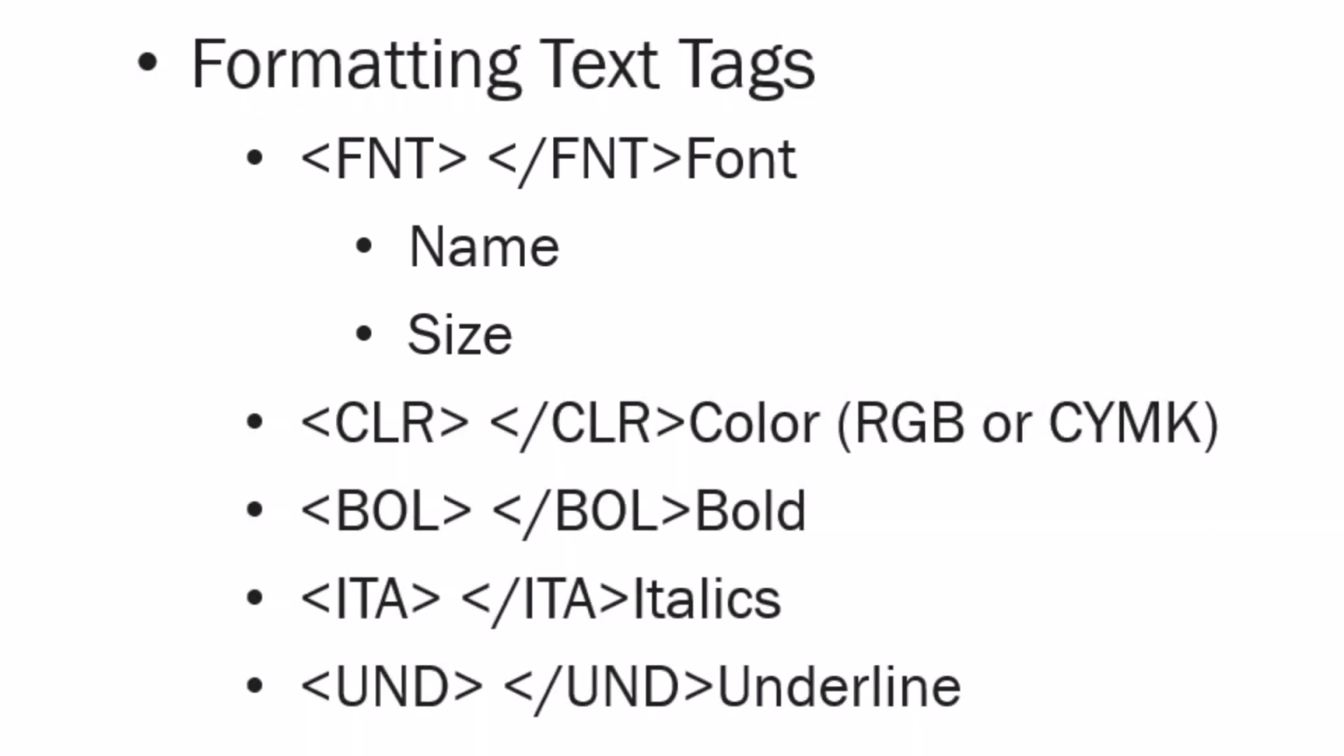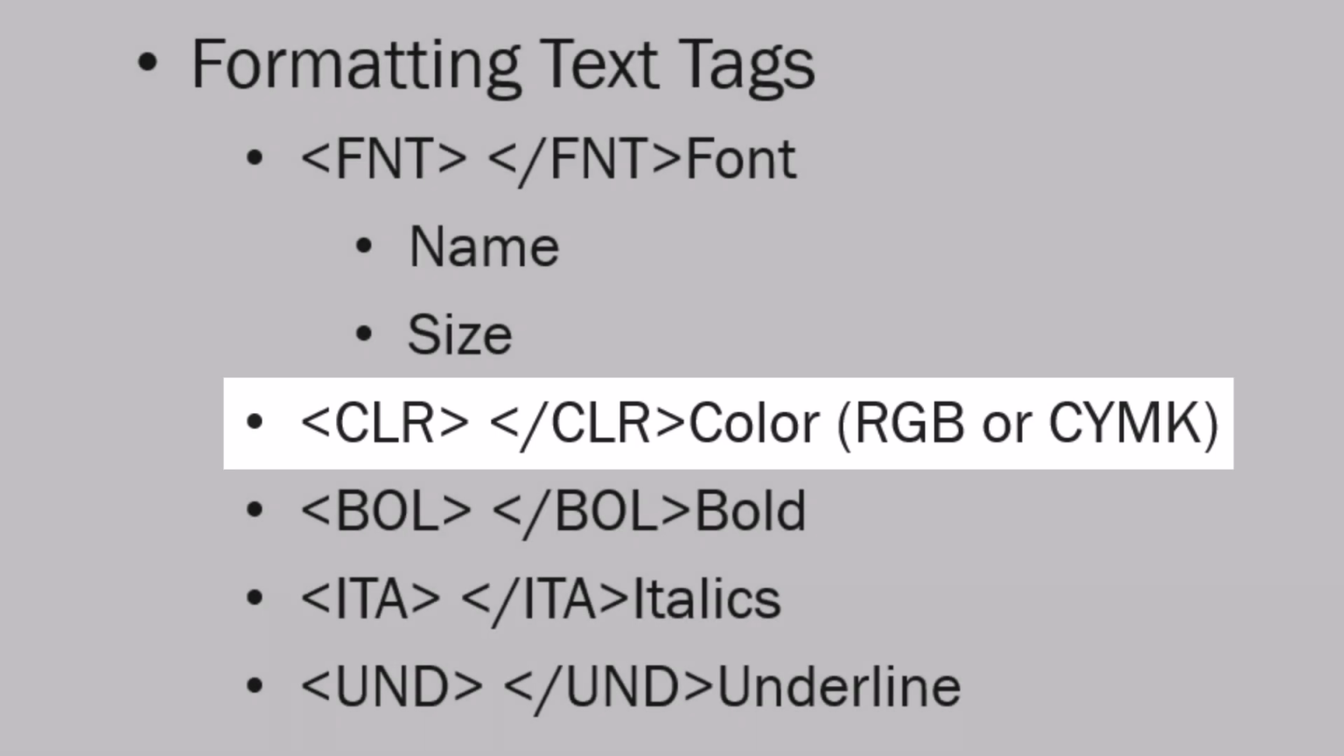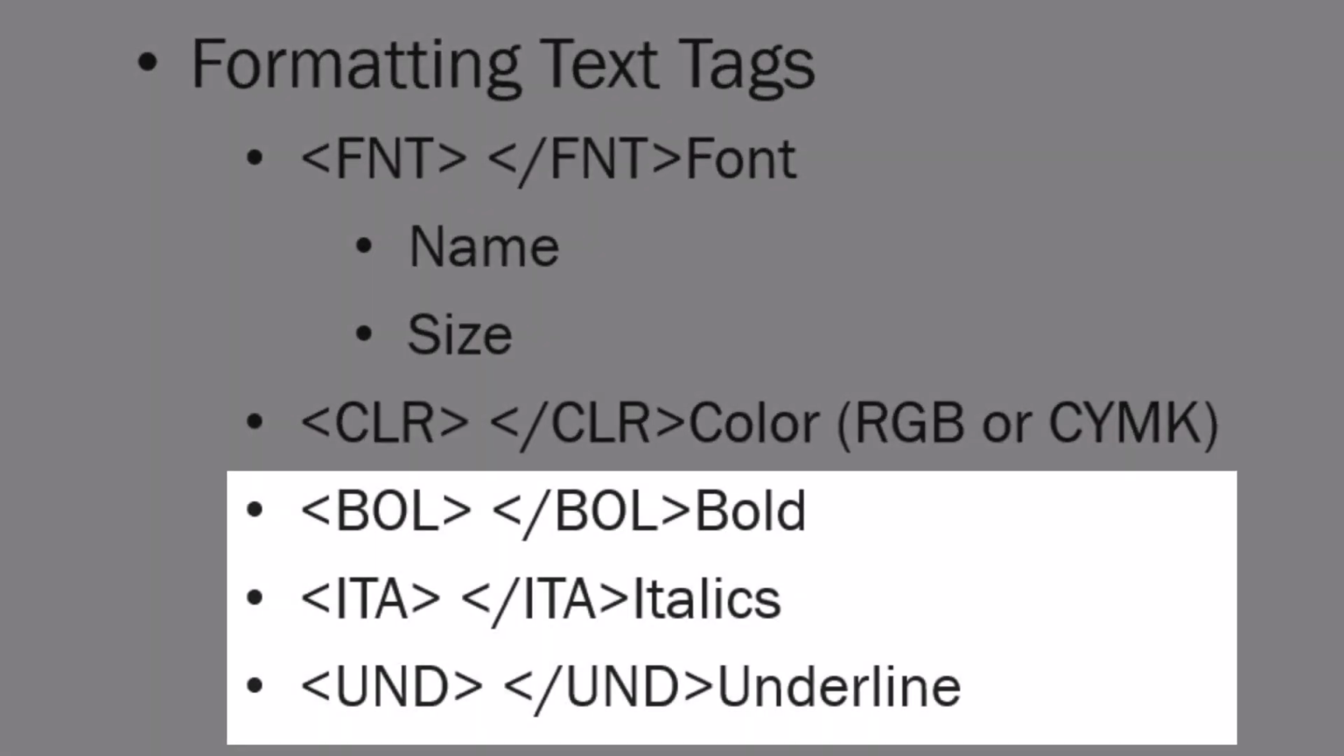The next thing would be the color. So CLR is how you change color, and you can do this either with RGB or CMYK. And in that you would then specify, I want blue to be this value, red to be this value, green to be this value, and so on. So you would be able to put those in there, again, to change the color of a part of a font. Again, a lot of times this is done with labeling. Bold is going to be BOL. Italicized, ITA, and underline UND.